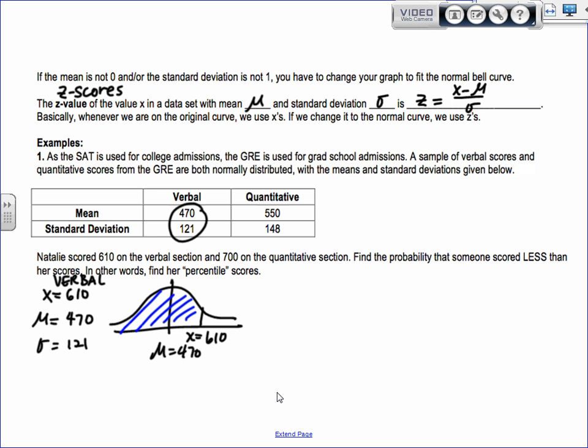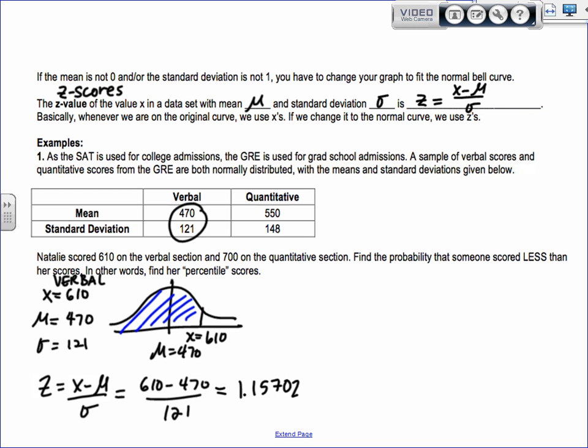So we need to somehow change it to what we call z-scores. We need to change them to numbers that are on the chart. We do this with z equals x minus mu over the standard deviation. So I have 610 minus 470, and I divide by 121. When I do that, I get 1.15702, and so on.